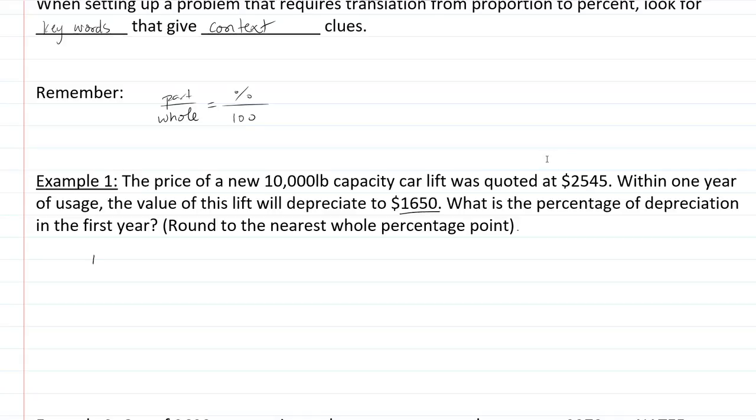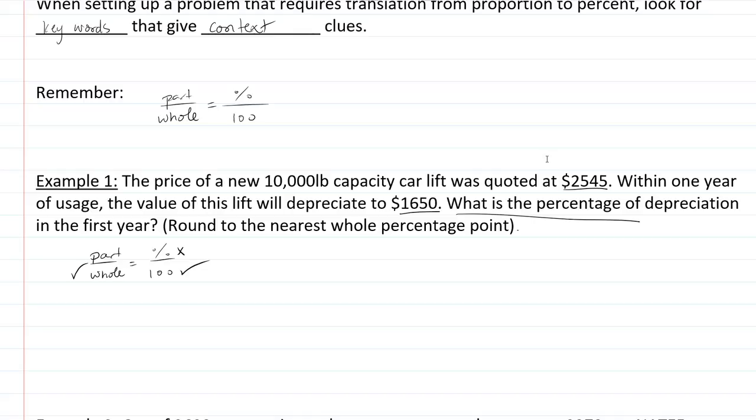So let's use our formula, part over the whole equals the percentage over 100. So right off the bat, we know that our unknown is going to be the percentage because it's asking what is the percentage. So this is going to be X. We don't know that. We always know 100, right? That's just a given. And we know that the whole is the price of the new lift. So we're given that. But the part is a little trickier, and here's why.